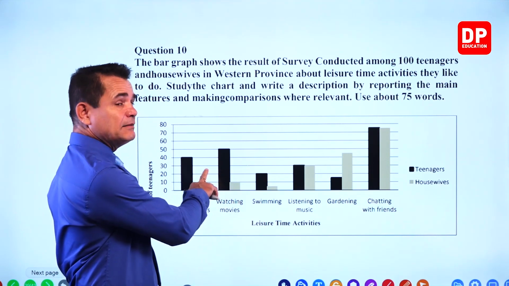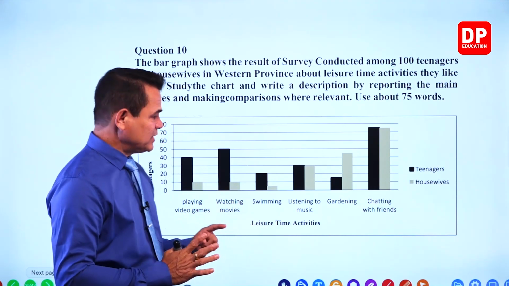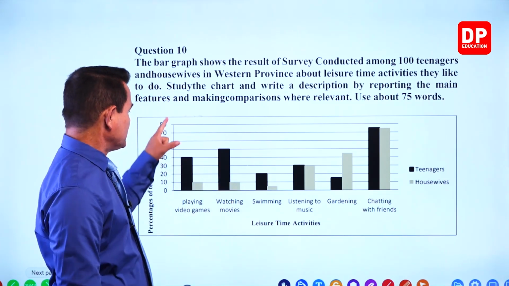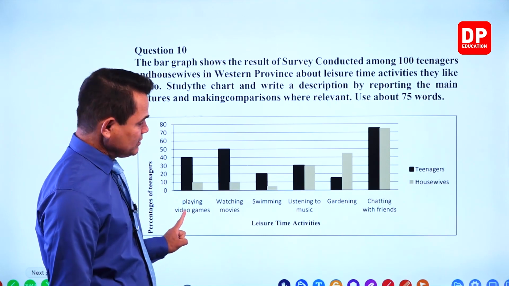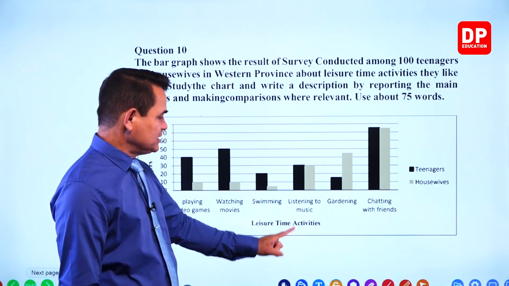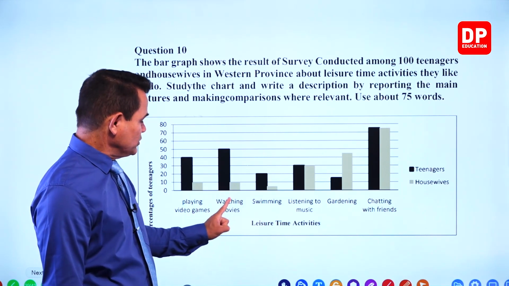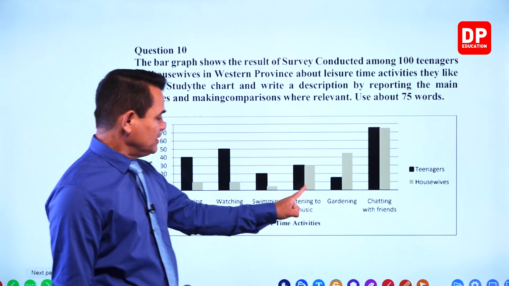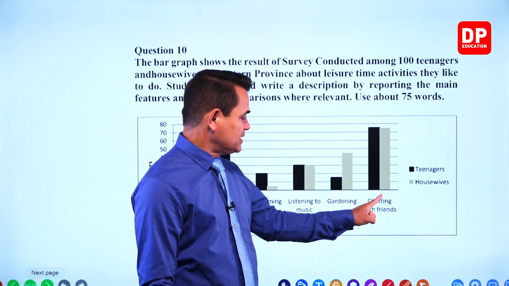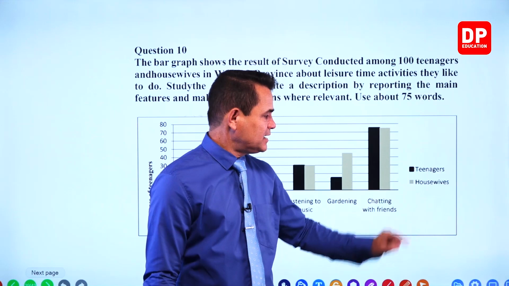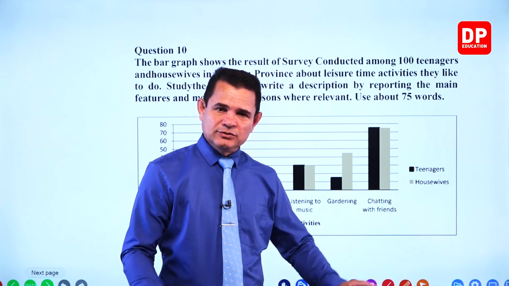And also you have to compare. At a glance what you see you can tell. මේක බැලු බැලමට ඔබට පේන දේවල්. ඒකට කියන්නේ මේකෙන් මේ percentage එක පෙන්නනවා. And this is leisure time activities. What are the leisure time activities? Playing video games, watching movies, swimming, listening to music, gardening, chatting with friends. By teenagers and housewives. You can tell.